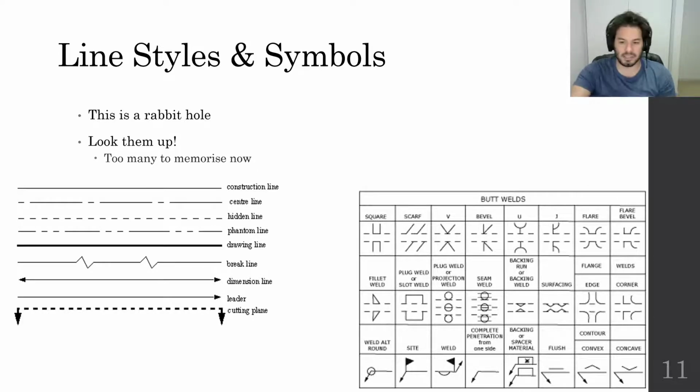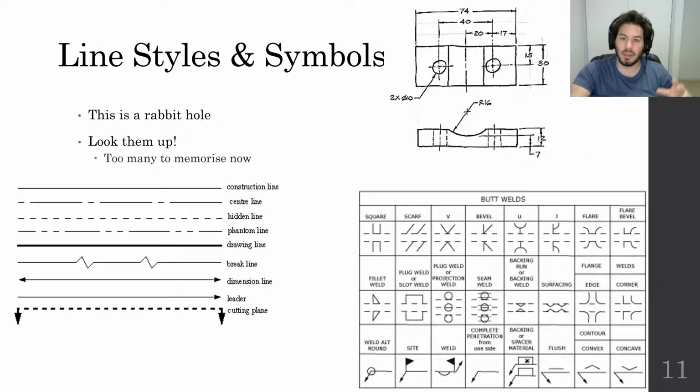To highlight on the symbol side of things, this is the number of symbols that can be used to indicate one type of weld, which is only one type of fixing, which is only one type of thing you might want to describe on a drawing. There's pages and pages and pages of this stuff, most of which is totally useless. And if you do need it, you look it up. That's what the internet's for, right?